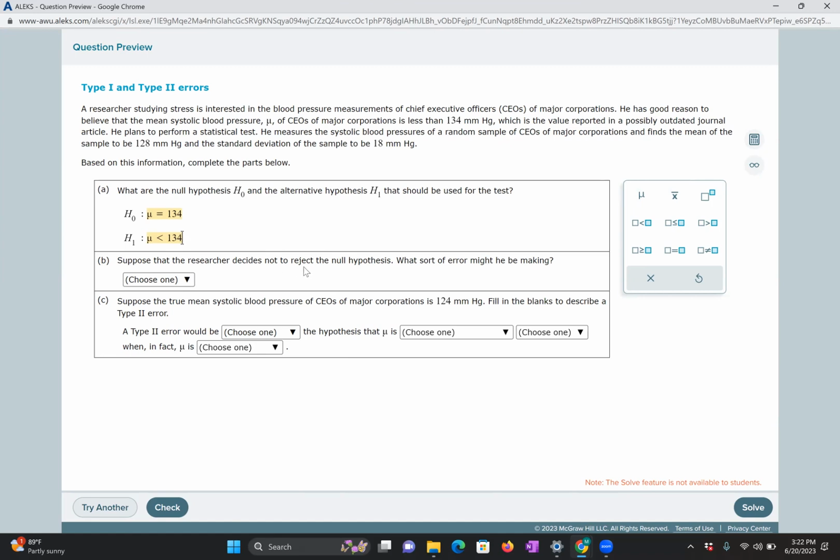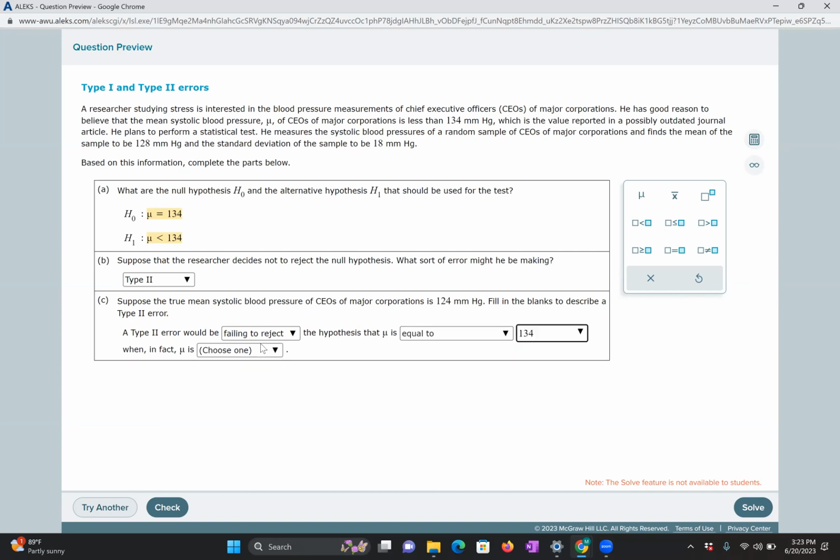Suppose that the researcher decides not to reject the null hypothesis, so they were making a type 2 error, because they're not rejecting. Remember, again, type 1, you are rejecting a true null. In type 2, you're failing to reject. So part C in this case would be that a type 2 error would be failing to reject the null hypothesis that mu is equal to 134, when in fact it is actually less than 134.